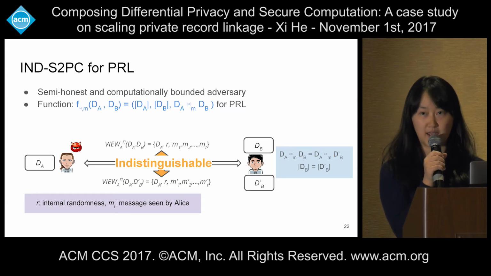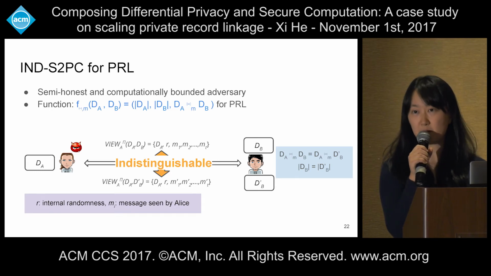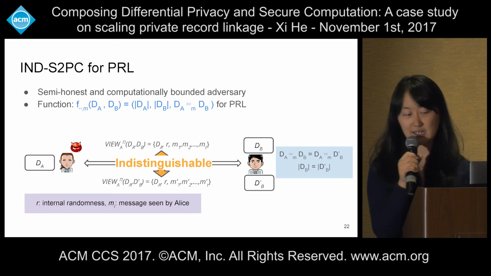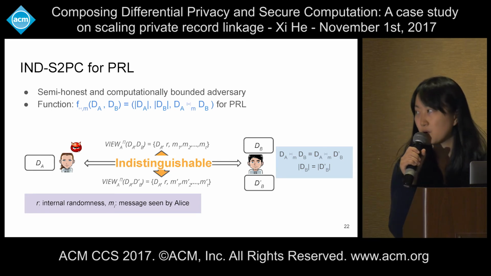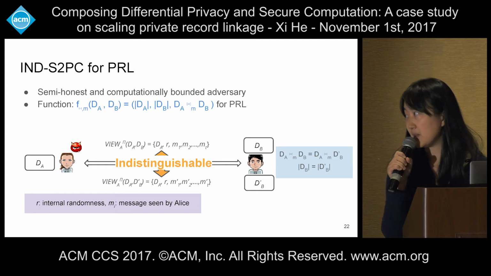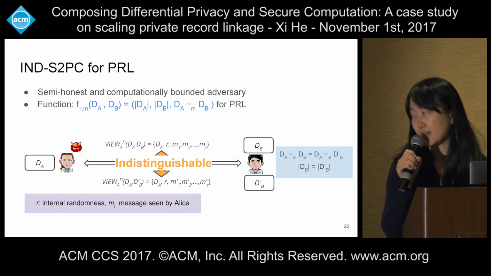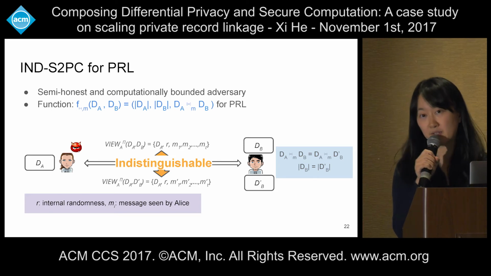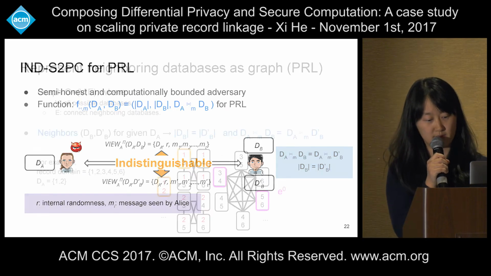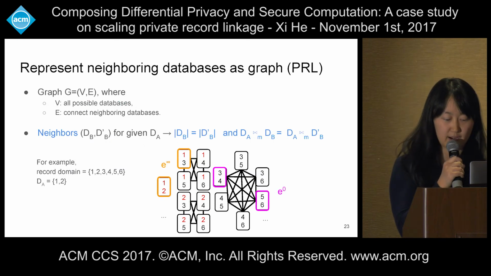And so given DA, and considering Alice as the adversary, DB and DB prime are neighbors if they have the same matching pairs and they have the same data size here. And the views of Alice should be indistinguishable between DB and DB prime. And this view includes Alice's own records, the internal randomness in her protocol, and the messages seen by her.